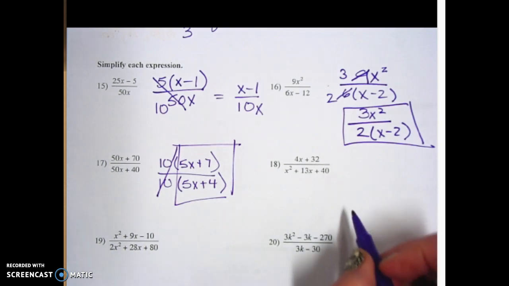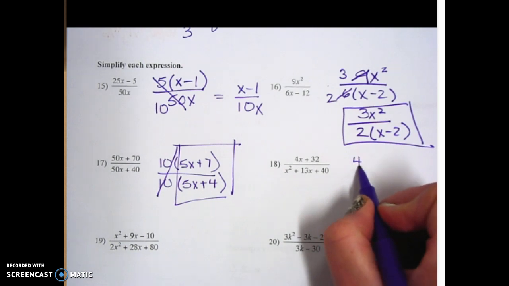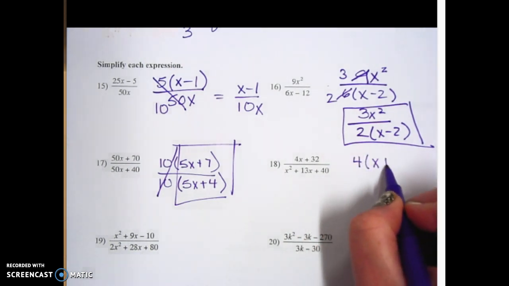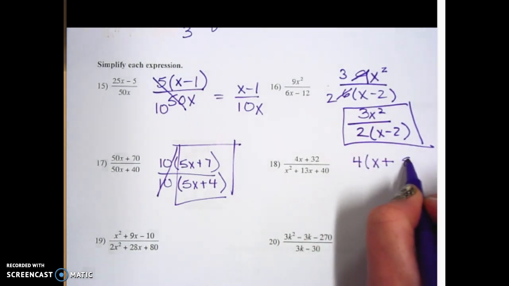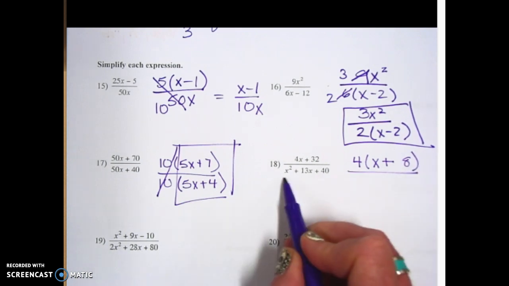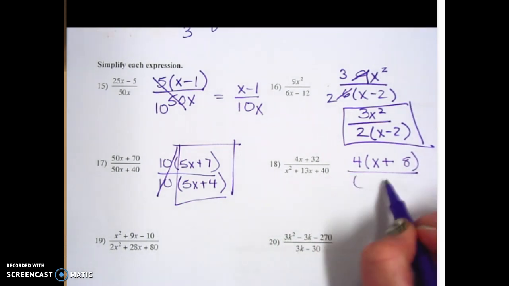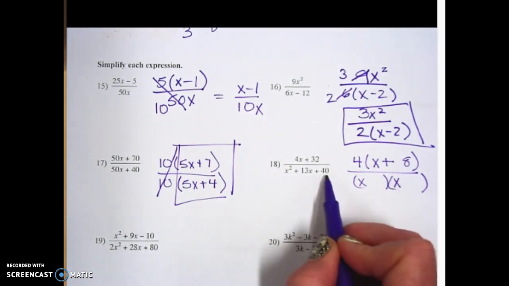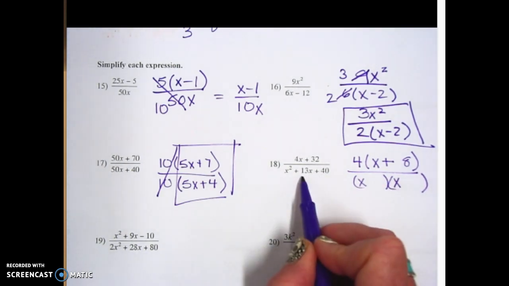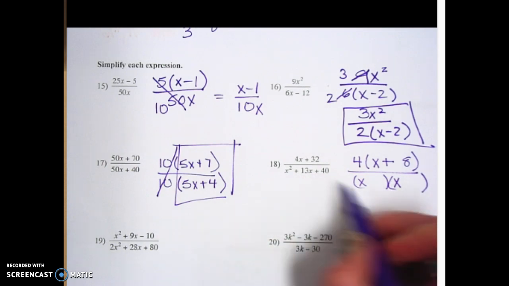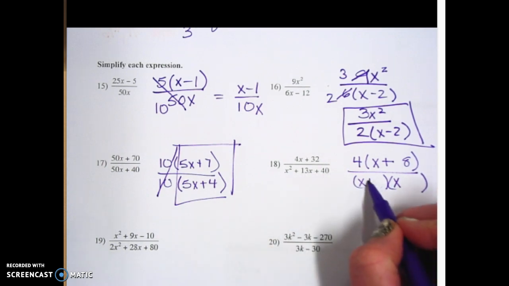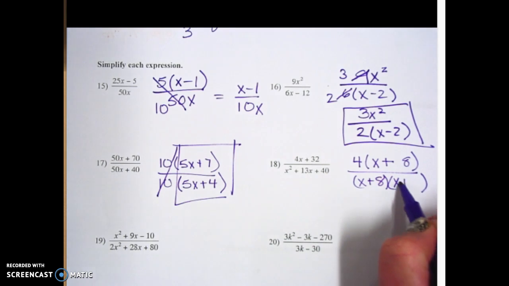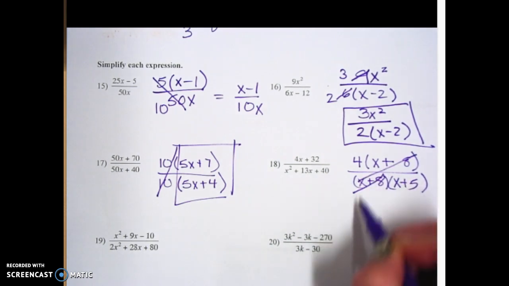All right, number 18, I see a GCF of 4 in that numerator. That leaves me with x plus 8. And then the denominator looks easily factorable. I'm going to guess one of them is x plus 8, but we'll see. What multiplies to get 40, but adds or subtracts to get positive 13. So I would say 8 and 5. So the x plus 8's cancel. We're left with 4 over x plus 5.